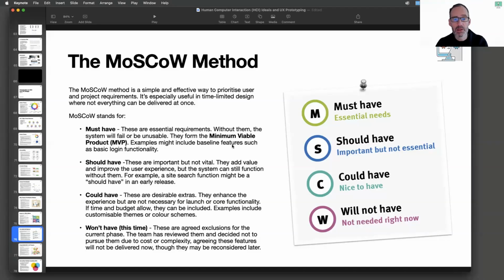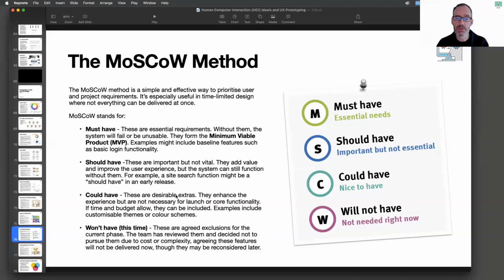An example here could include a very fundamental feature like basic login functionality. So the user needs to log in somewhere in the website, or there's a user area. So that's a must-have feature. They have to have a space where they can put in their username and password to gain access to the system. Your should have features, these are important, but they're not vital, not in the same way that this is.